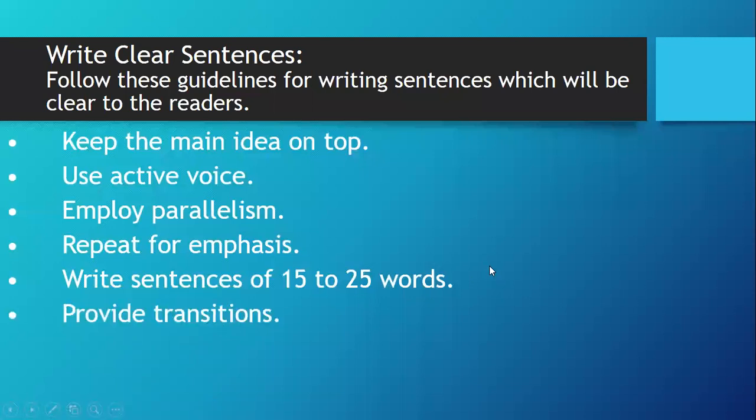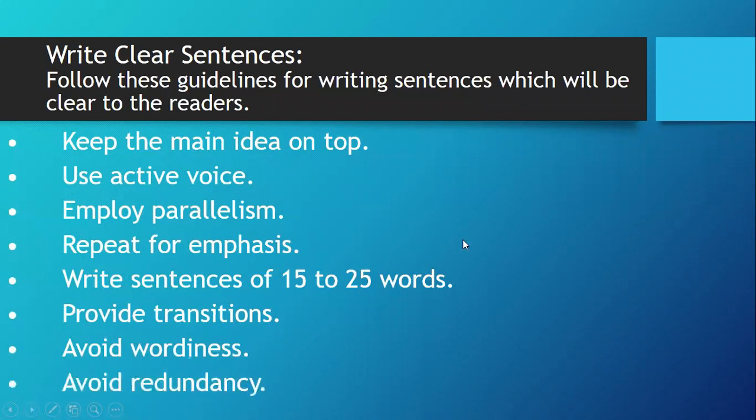And of course, transitions are always important, so we have to provide them in our writing. And wordiness is usually a problem, right? We cannot help ourselves. Sometimes we write too many things or we use too many words just to describe one thing, and redundancy is what happens. So we avoid wordiness and we avoid redundancy. Sometimes a word is not necessary, but we are using it in writing. It's okay for creative writing, descriptive writing, but for technical writing, try to avoid it at all costs.